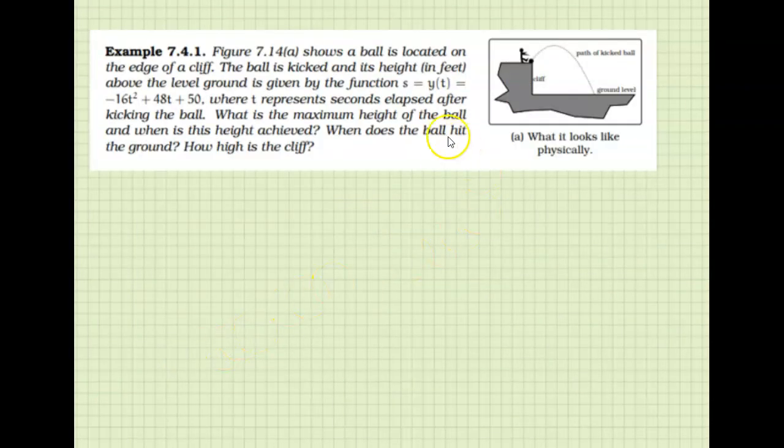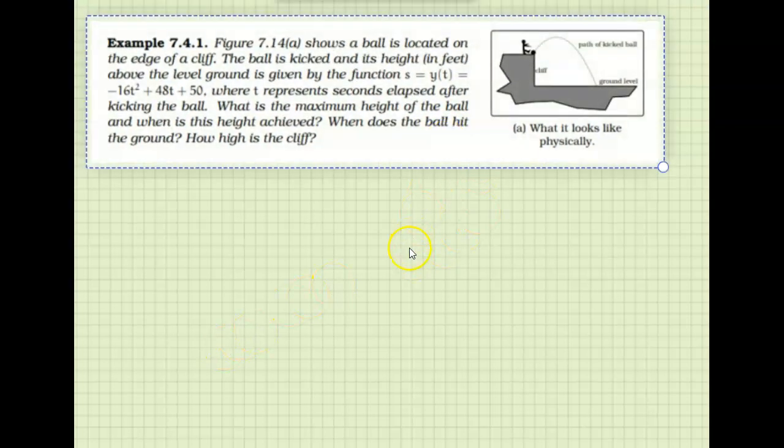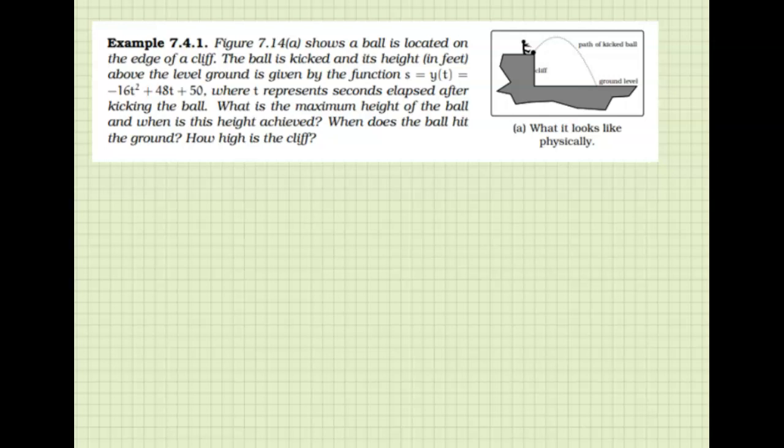Alright, so let's look at this next example. Modeling using a quadratic function. In this figure, a ball is located on the edge of a cliff right here. The ball is kicked and its height in feet above the level is given by the function y of t equals negative 16t squared plus 48t plus 50. t represents the seconds elapsed after kicking the ball. What is the maximum height of the ball, and when is this height achieved? When does the ball hit the ground? How high is the cliff?